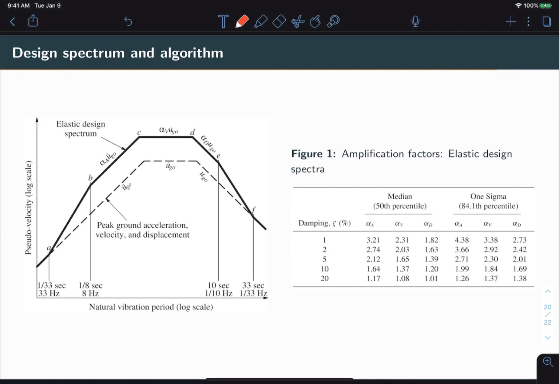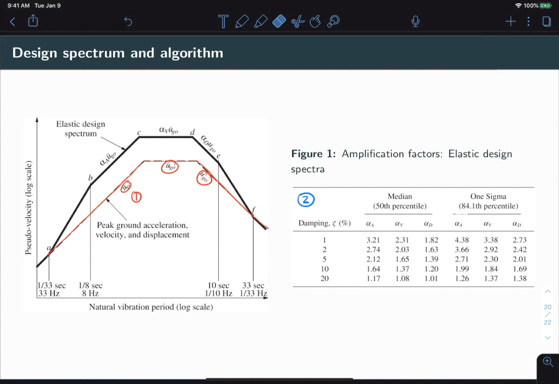So putting everything together, let's look at how to create a design spectrum from scratch. Step 1 will be to obtain values for peak acceleration, peak velocity, and peak displacement, and to plot these on their spectrum as so. Step 2 is to pick a desired percentile and damping value and obtain the appropriate alpha values.